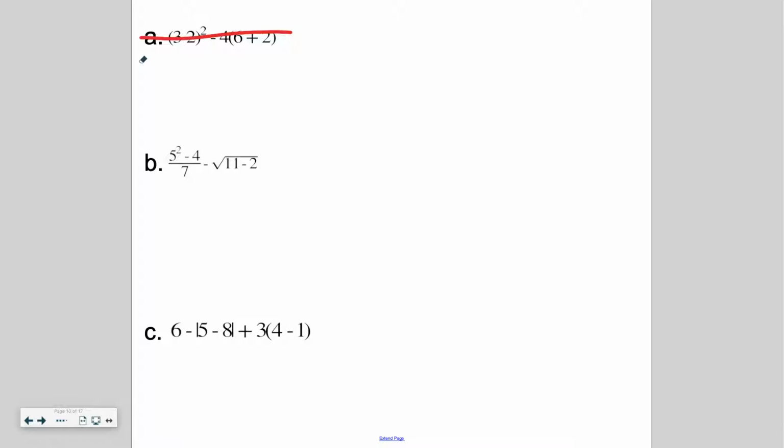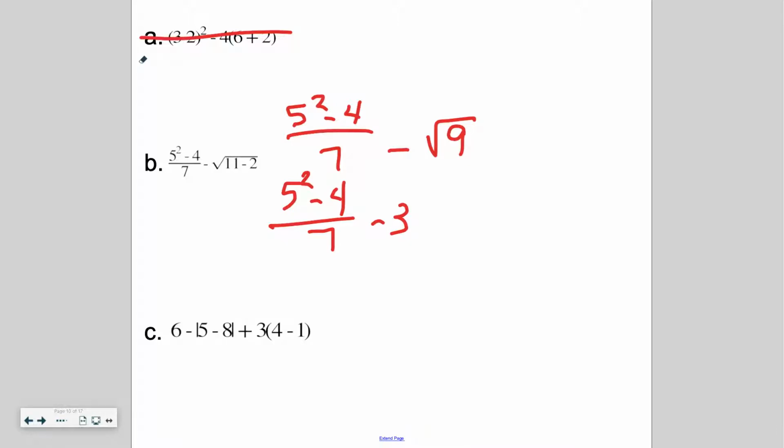So we're going to have 5 squared minus 4 over 7 minus the square root of 9, which is 3. So 5 squared minus 4 over 7 minus 3. If you wanted to, you guys are pretty smart kids, you could have skipped steps, like putting 25 minus 4. Just make sure you're not skipping too many steps. I don't want someone asking, how did you get there?